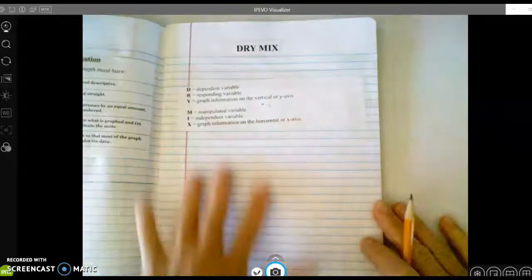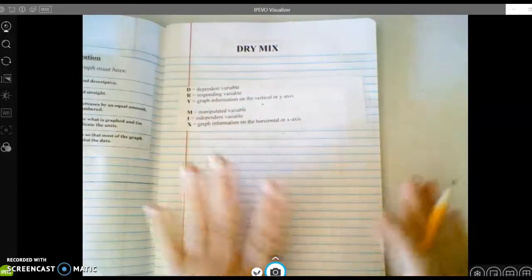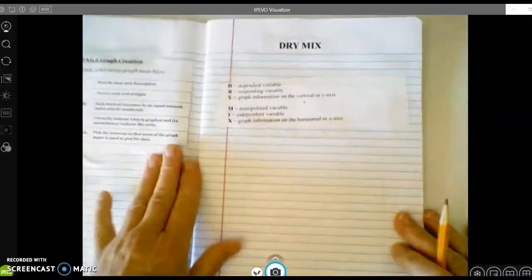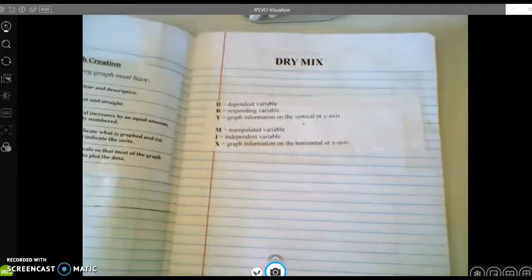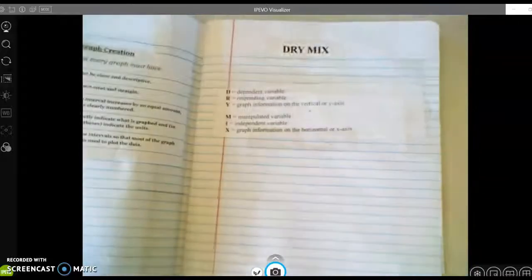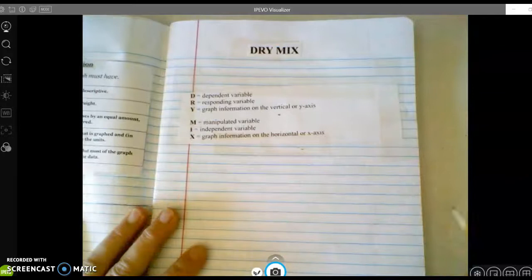So we have an acronym. It's called DRY MIX, to help us remember about graphing, right? And I'd like you to copy this down. So DRY MIX, I'll bring it down closer so you can see it, and then we'll talk about it.